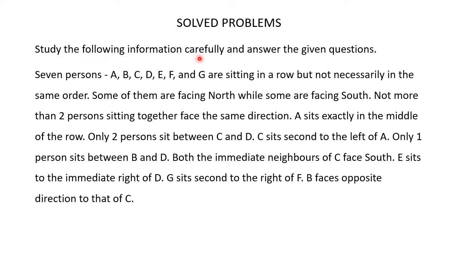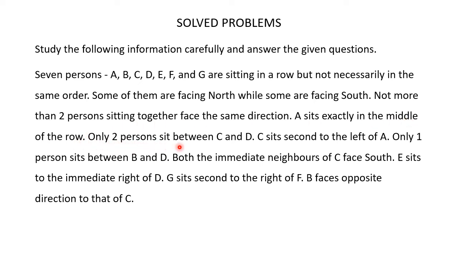Study the following information carefully and answer the given questions. 7 persons A, B, C, D, E, F and G are sitting in a row but not necessarily in the same order. Some of them are facing north while some of them are facing south. Not more than 2 persons sitting together face the same direction. A sits exactly in the middle of the row.